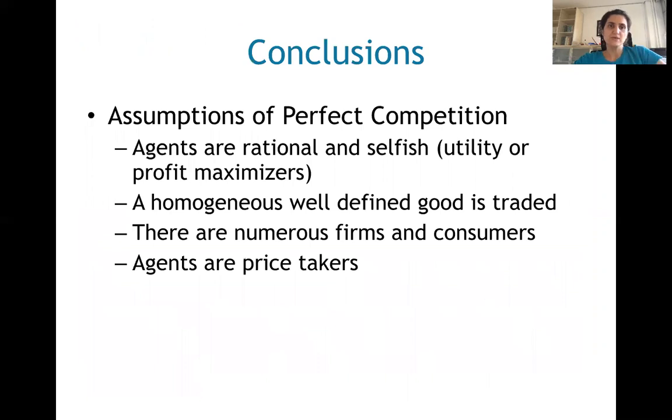So what were the assumptions of perfect competition? We were assuming that agents are rational and selfish, or utility or profit maximizers. We were assuming that a homogeneous, well-defined good is traded. There are numerous firms and consumers, and agents are price takers. Price is determined at the market.